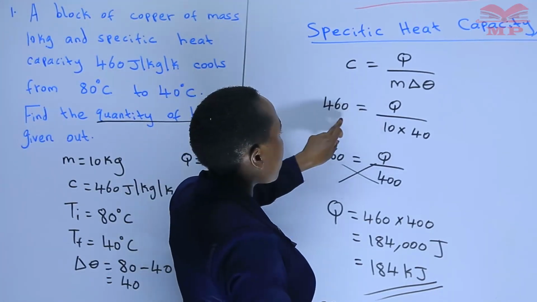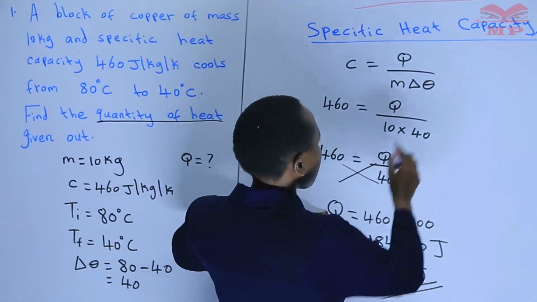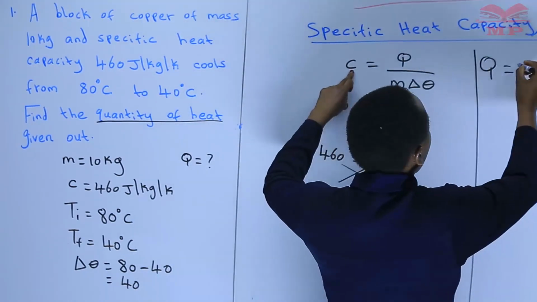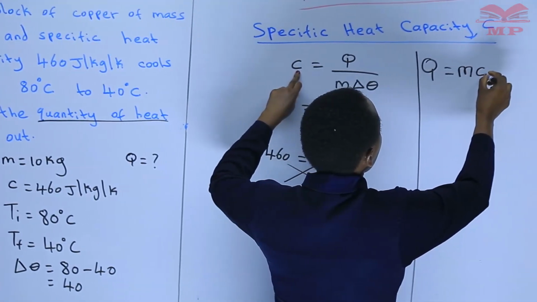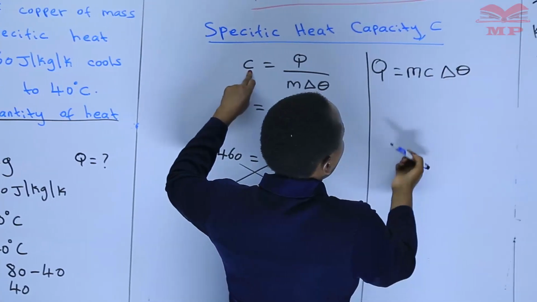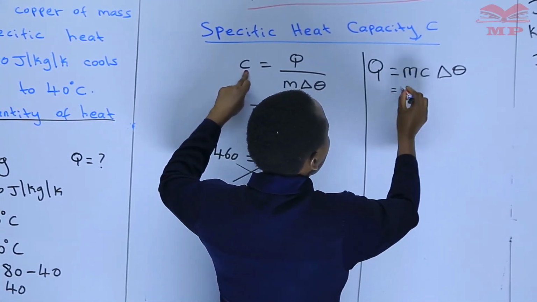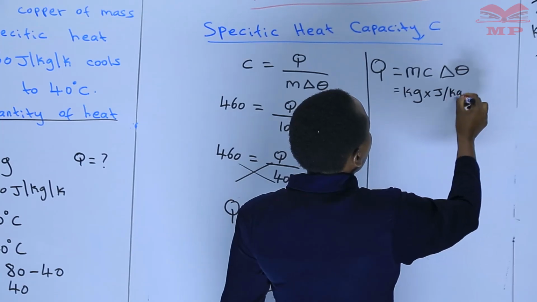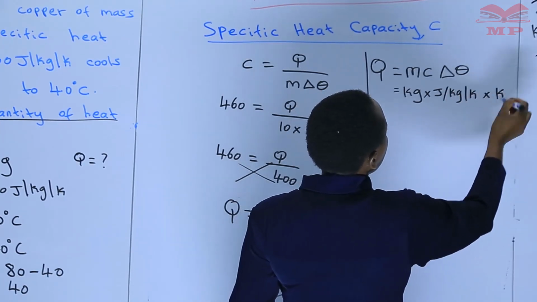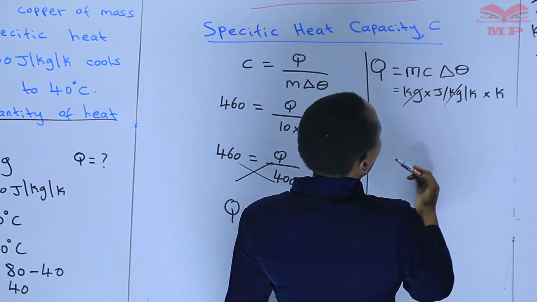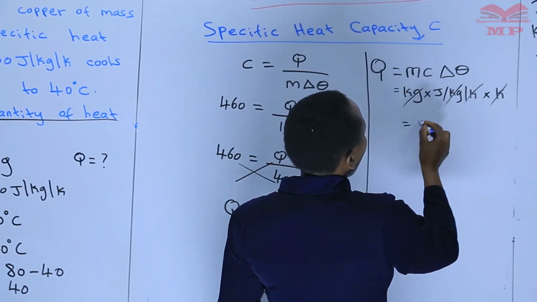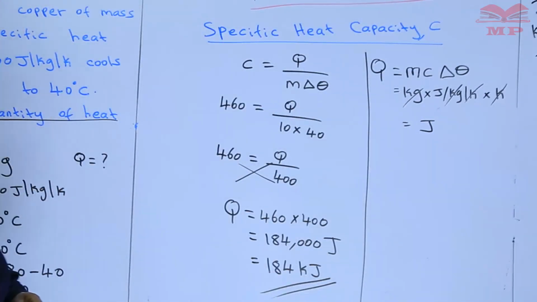I hope you have also seen the units. Our Q, when we cross multiply, will be equal to mass multiplied by the specific heat capacity multiplied by the change in temperature. So we can see what happens to our units. Mass is in kilograms, specific heat capacity is in joules per kilogram per Kelvin, and our change in temperature is in Kelvin. So the kilogram cancels, and the Kelvin cancels with the other one, because this is division, joules per kilogram per Kelvin. So we remain with joules, and that's why our heat is in joules. So that's the quantity of heat that will be given out.